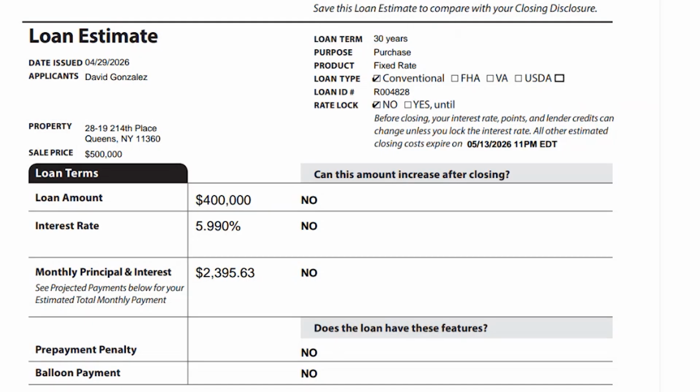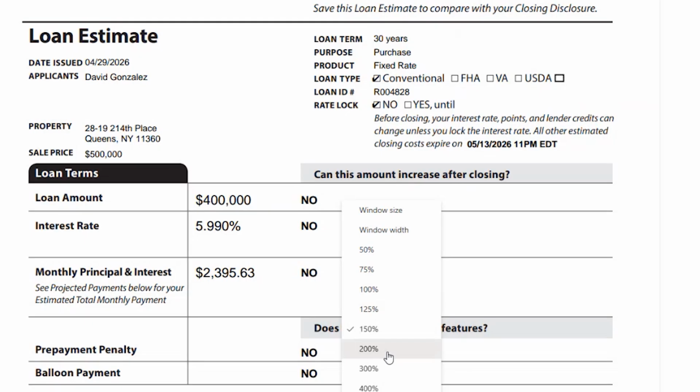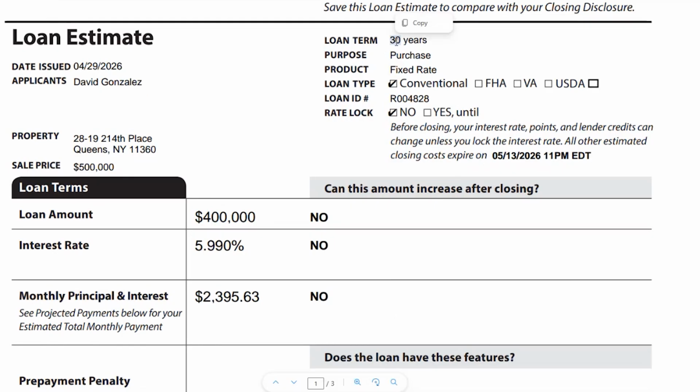As you can see, this is a 30. I'm going to make it a little bit bigger. This is a 30-year rate, and it's fixed, as you can see, okay? And it's a purchase transaction, conventional. There is a loan number here. Rate lock, it says no. At this point, the rate is not locked.